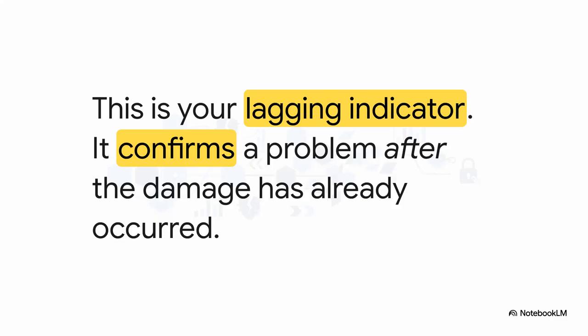Layer 1, your classic performance metrics like accuracy and recall, they're still vital. But think of them as lagging indicators. They don't warn you of a problem, they confirm it. When these numbers drop, you know for sure that you've got a real, measurable business impact on your hands.